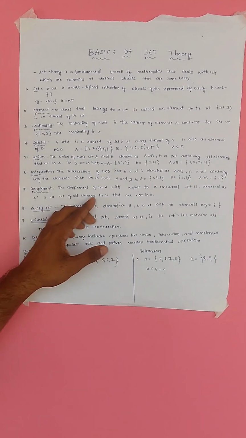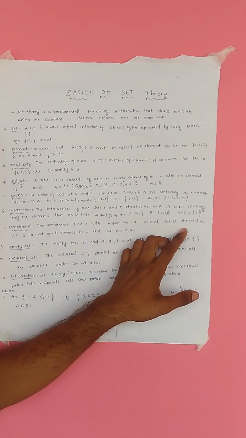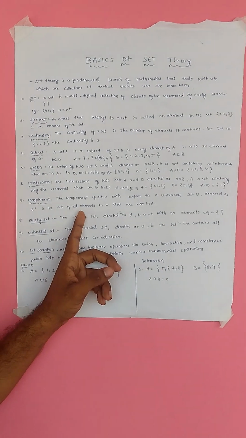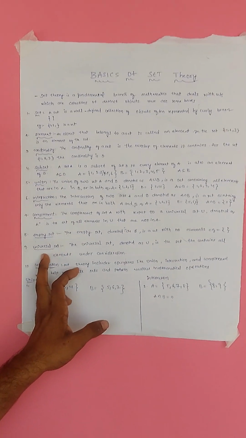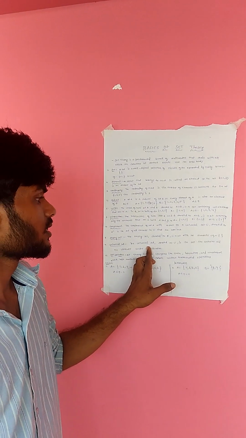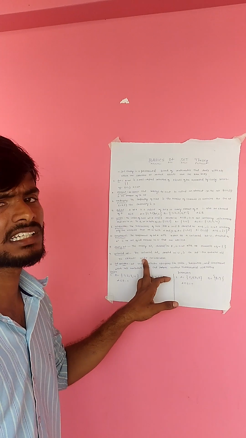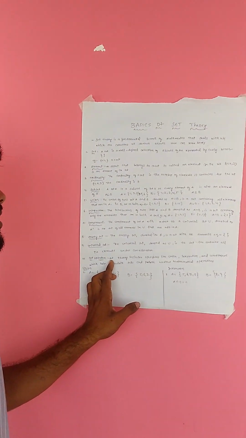Complement. The complement of a set A with respect to a universal set U, denoted as A complement, is the set of all elements in U that are not in A. Universal set. Universal set means a set containing all the elements under consideration. It is denoted as U.